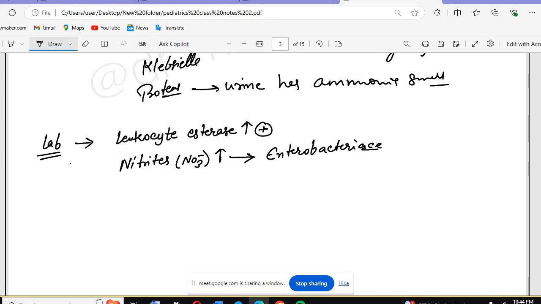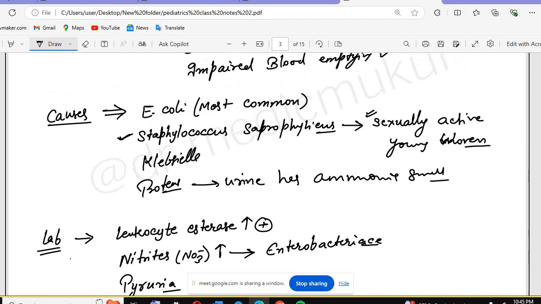Then what you are going to see here, there will be pus, or bacterial infection will be there, so pyuria would be there. Pyuria we usually see in a patient who has a chlamydia type of infection. So on lab investigation you see the nitrites would be high, pyuria would be high, and the esterase would be high.